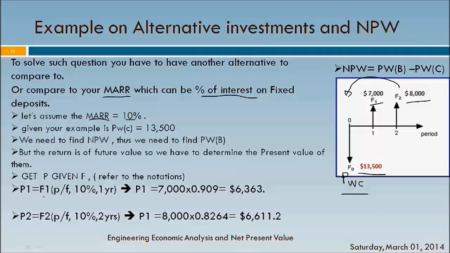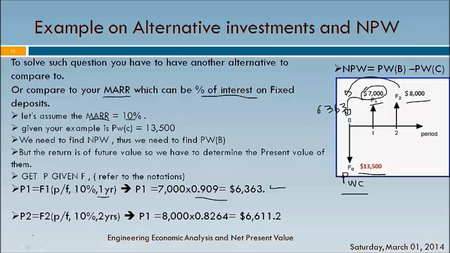P1 equal F1, open the brackets, write the notation as we said. Given F, you want to find P. This is the first F, F1. So given F, you find P, write the notation, and 10% is the MARR, minimum attractive rate of return. The first N is 1 year. P equals 7,000 into the notation, this is the factor, 0.909. So we're going to get P1 6,363. What does it mean? This 7,000 is after 1 year, but this 7,000, if you take it to present, this is 6,363.